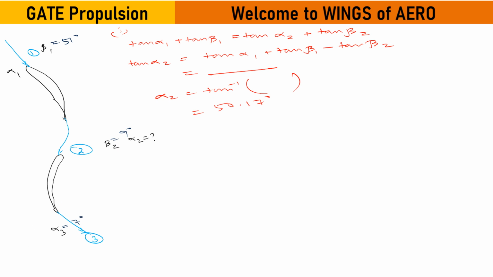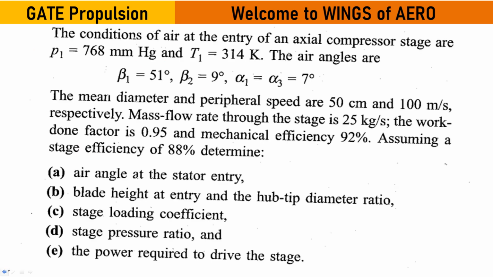Alright, now let's find out what other parameters are given, or we need to find the blade height at entry and the hub-tip diameter ratio. Okay, so we need to find the blade height. How are you going to use it?